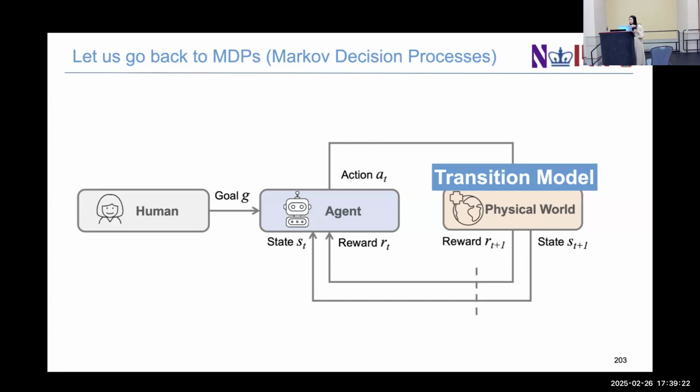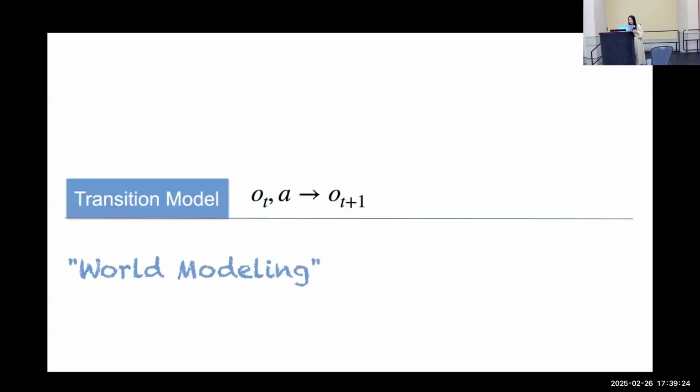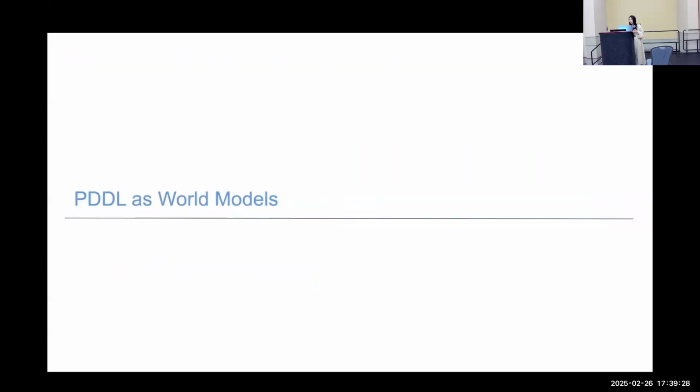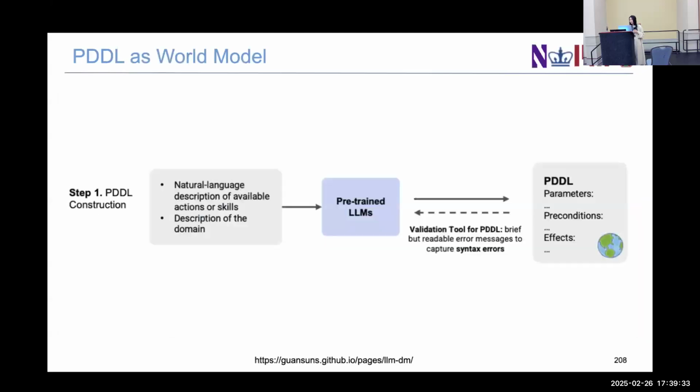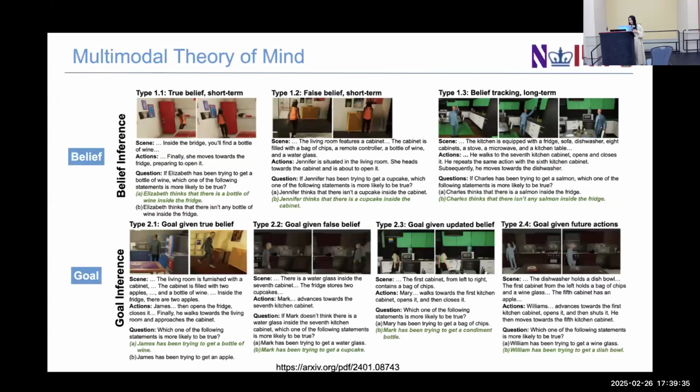And the last thing is the transition model. The transition model is essentially the world modeling part. We have a lot of different ways to do a transition model. For example, we can use PDDL to do a transition model, but I will skip this part.